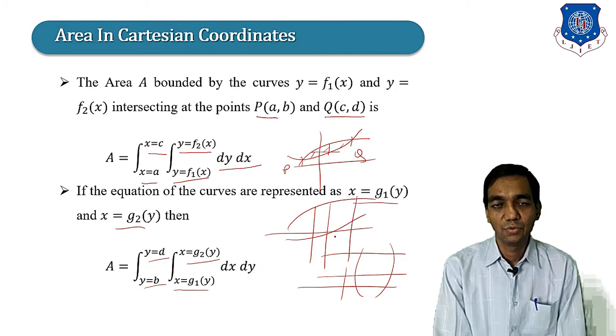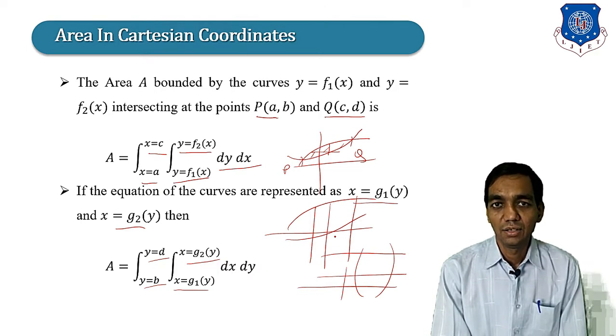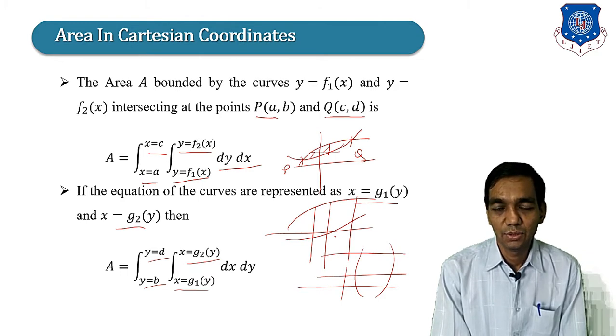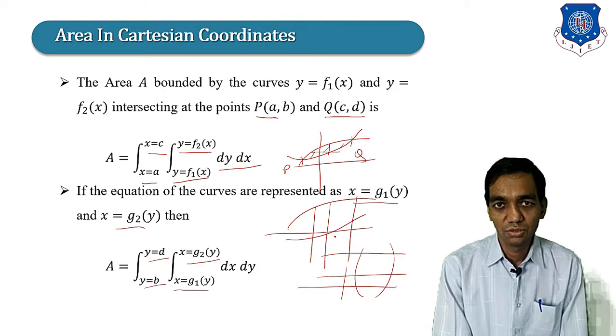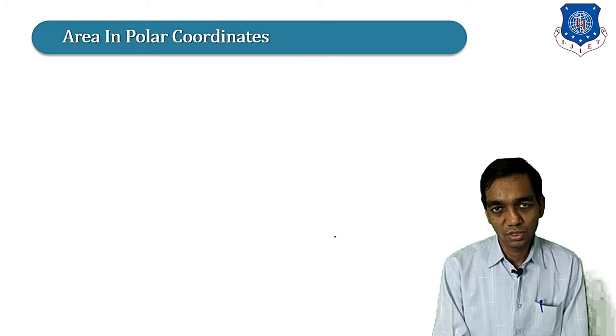So the simple formula of area is the double integration of dx dy over the given region R, and you have to put the limits of R according to the functions or conditions you have been given. Okay, now area in polar coordinates.